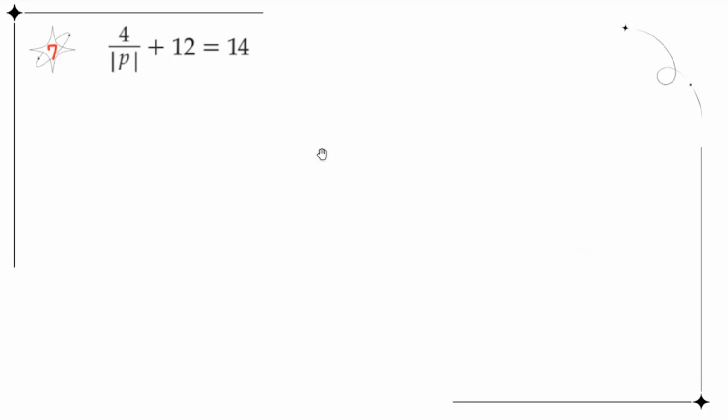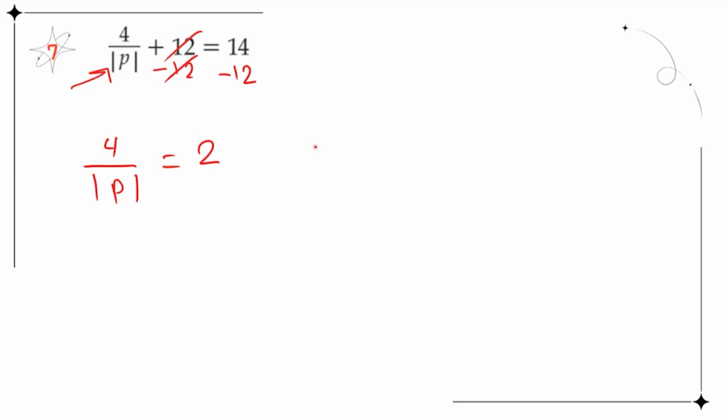4 over absolute p plus 12 equals 14. Okay, where is the variable here? The variable here is in the denominator for 4. Okay, what should we do here? We should start to cancel 4 and 12 and absolute. But which one is farthest? We start to cancel 12 first. Now 4 over absolute p equals 14 minus 12, which is equal to 2.